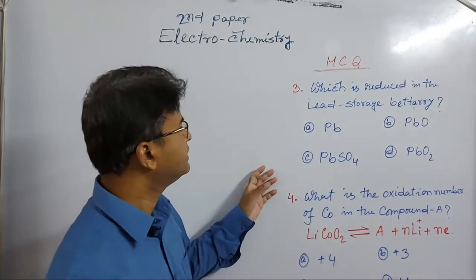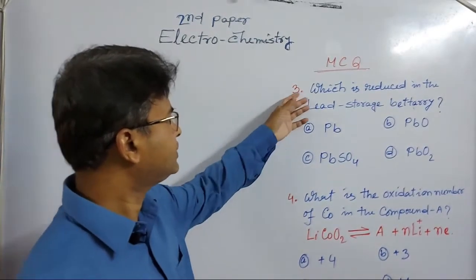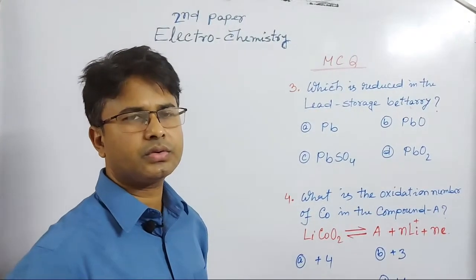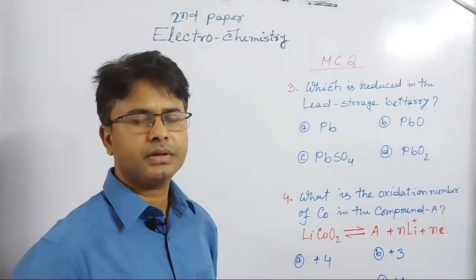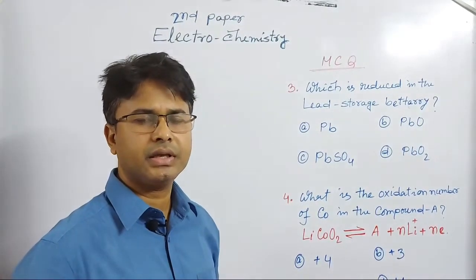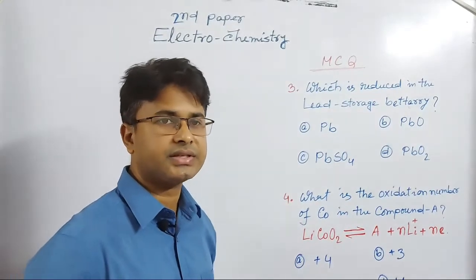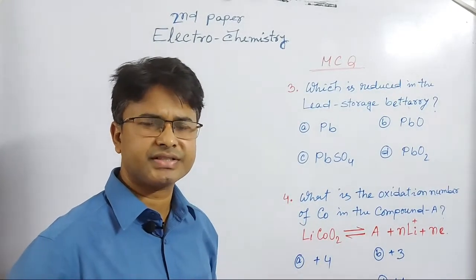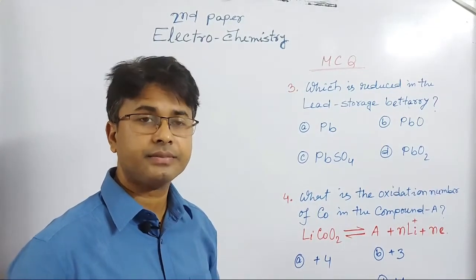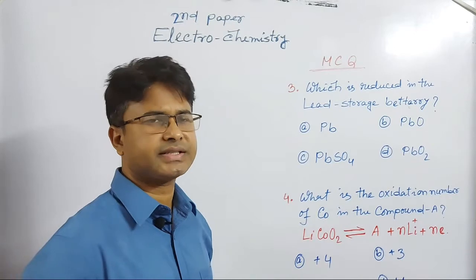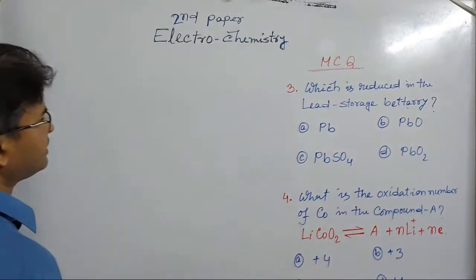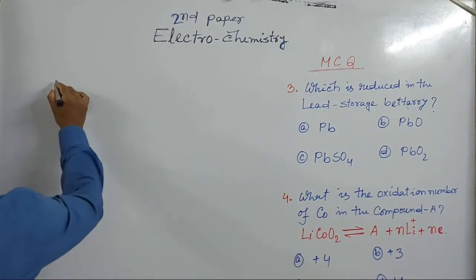Dear students, now the third question is, which is reduced in the lead storage battery? You know that in a battery two types of reactions occur. One is anode reaction and another is cathode reaction. In the anode reaction, oxidation reaction takes place, and in the cathode reaction, reduction reaction takes place. Now I would like to explain question number 3.